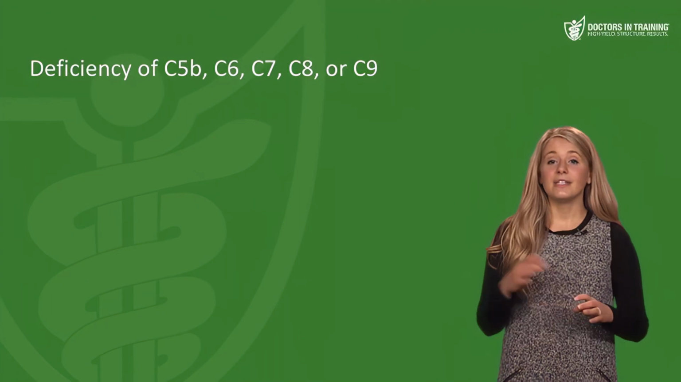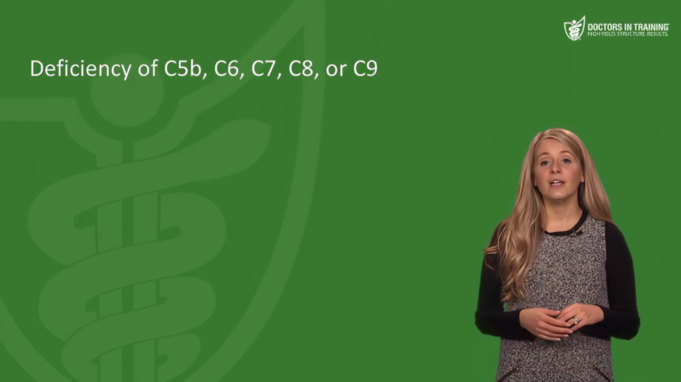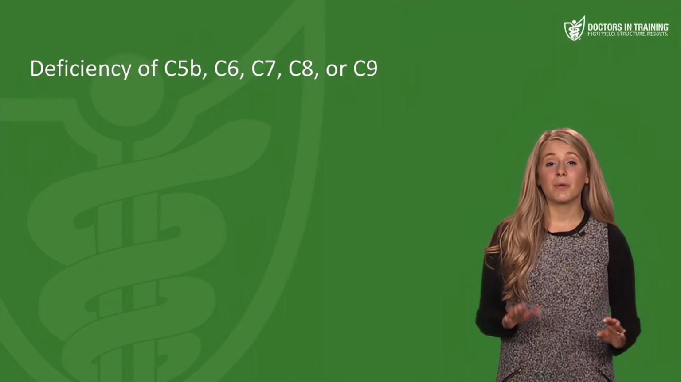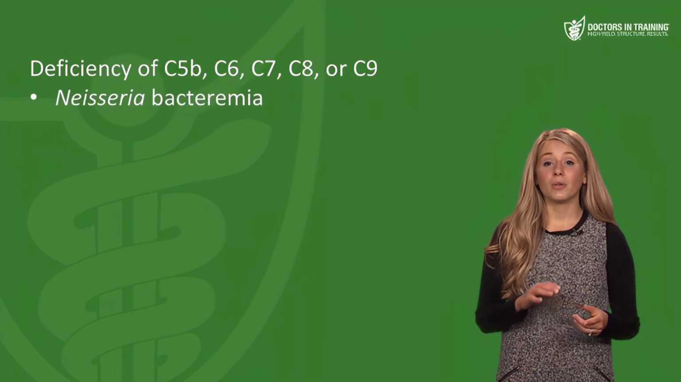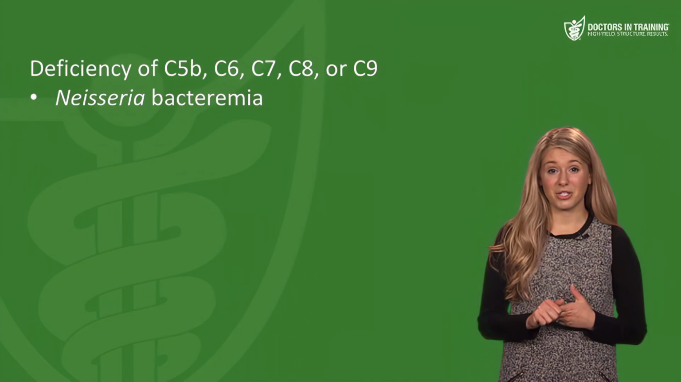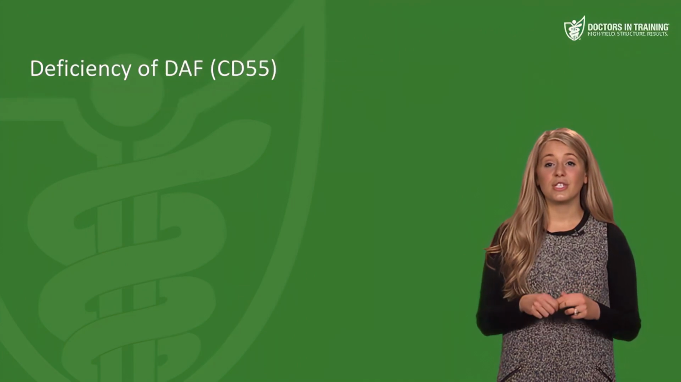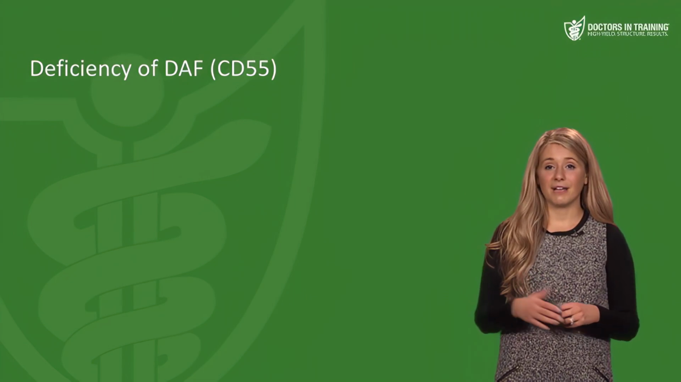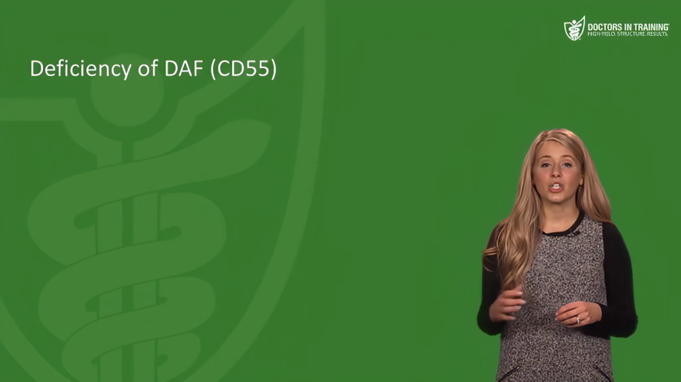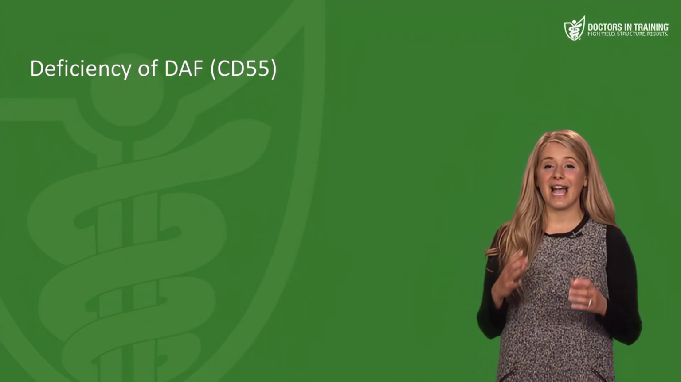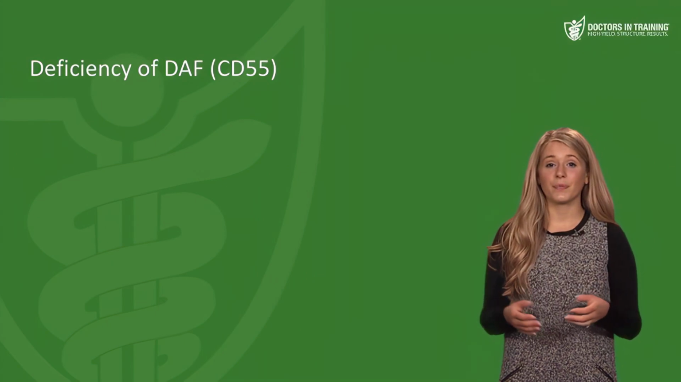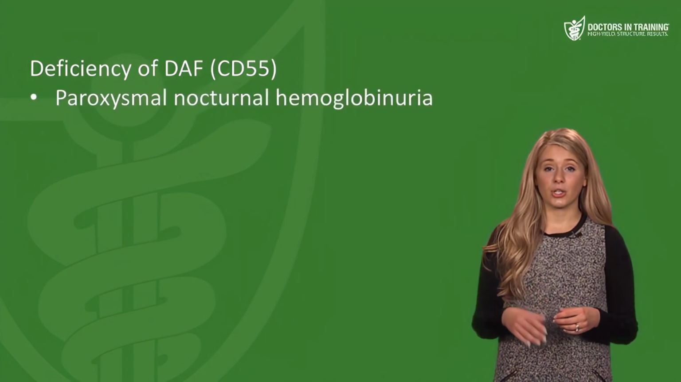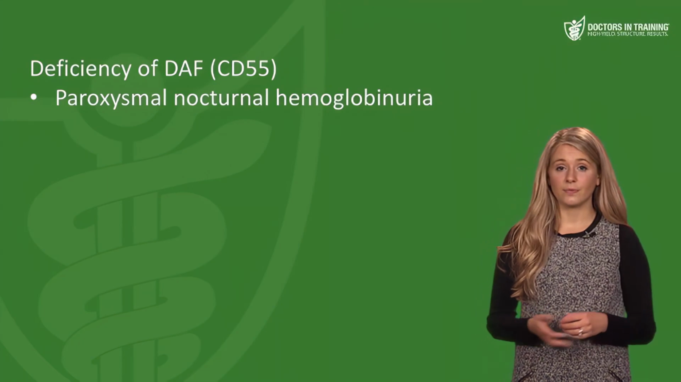Deficiency of C5b, C6, C7, C8, or C9 means you can't form the membrane attack complex. So deficiency of any of those will predispose to Neisseria bacteremia, both gonococcal infections and meningococcal infections. And there's also deficiency of decay accelerating factor, or DAF, which is also called CD55. DAF is a substance that helps to protect your own cells from complements that have spontaneously activated itself through the alternative pathway. So DAF deficiency leads to red cell lysis and a condition called paroxysmal nocturnal hemoglobinuria, or PNH.